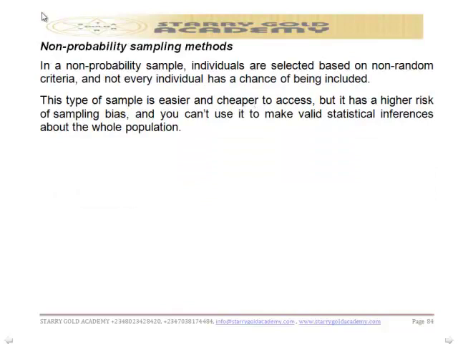Next one to look at is non-probability sampling. In non-probability sampling, the samples, that is individuals, are selected based on non-random criteria, and not every member has a chance of being included. It is based on the judgment of the selector or the researcher. This type of sampling is easier and cheaper to access, but it has a high risk of bias. We call that sampling bias, and you cannot use it to make valid statistical inferences about the whole population. It is highly subjective.